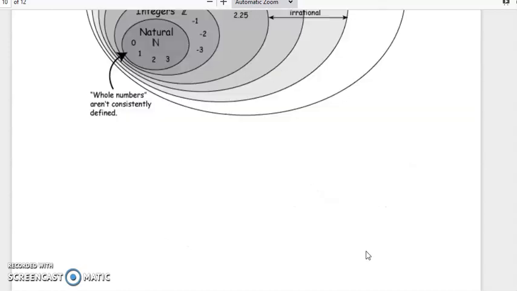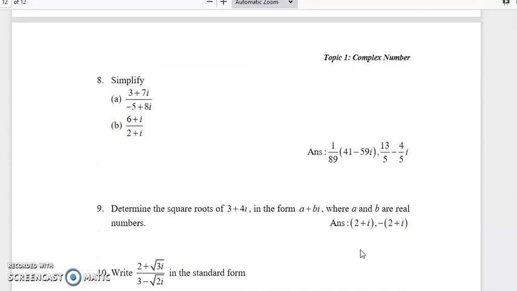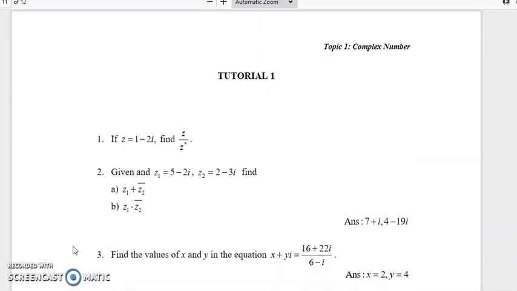Okay. So then the next one, yes, we already have the tutorial questions here. Okay. Make sure, please, you must do it on your own there. Okay. So that's all for our topic 1.